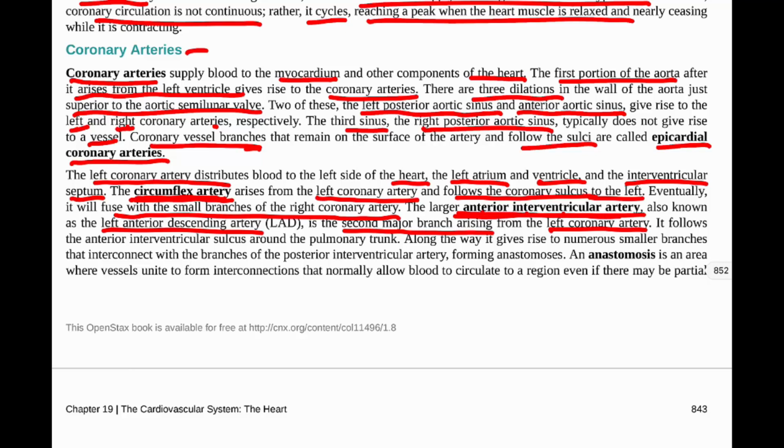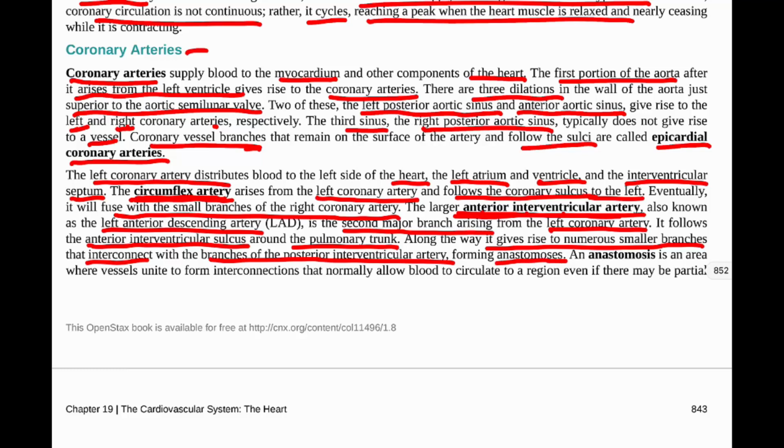It follows the anterior interventricular sulcus, that dip in the middle between the ventricles, and goes around the pulmonary trunk and continues through that sulcus. Along the way, it gives rise to numerous smaller branches that interconnect with the branches of the posterior interventricular artery, the underside, the posterior side, between the ventricles, forming anastomoses.